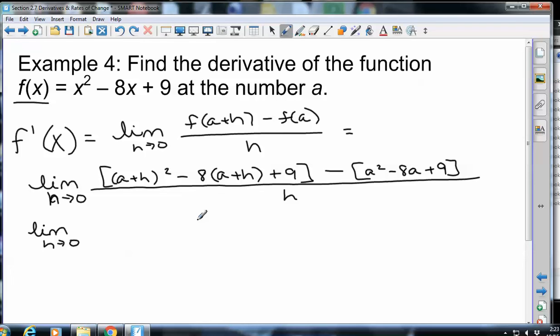Okay, how am I going to start simplifying all of this? Start multiplying it all out. a plus h squared will give me a squared plus 2ah plus h squared after you FOILed it. This one you have to distribute the negative 8. So negative 8a minus 8h plus 9.